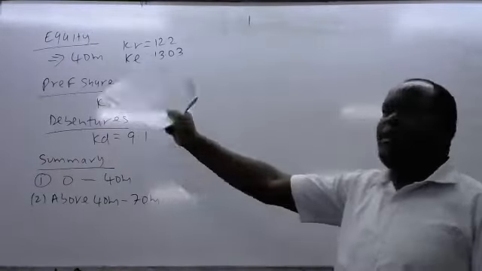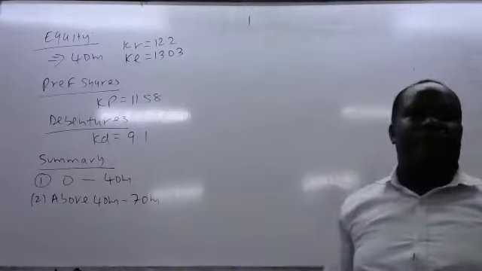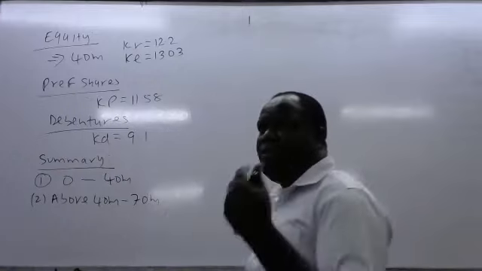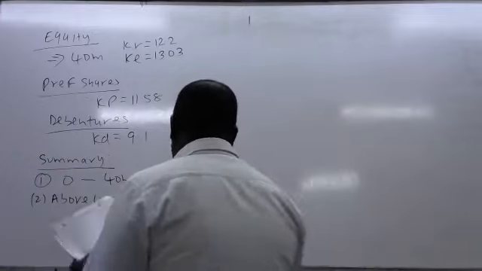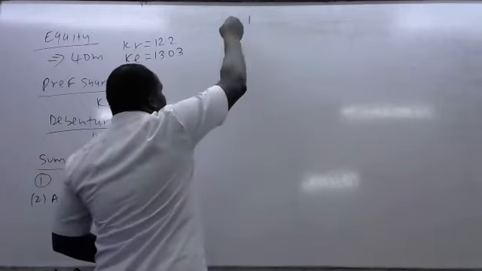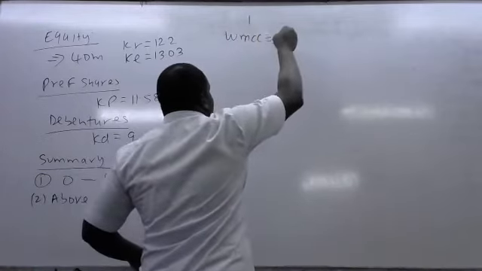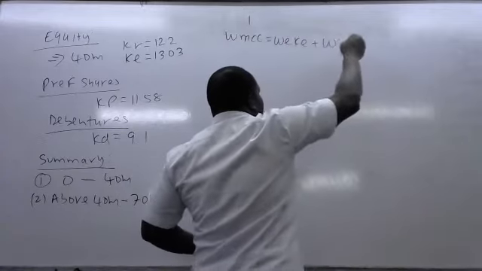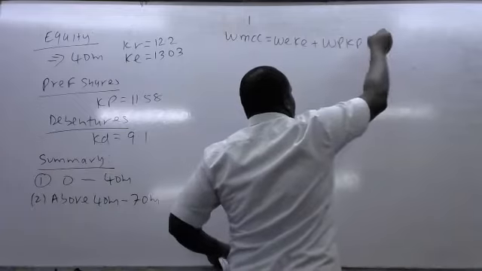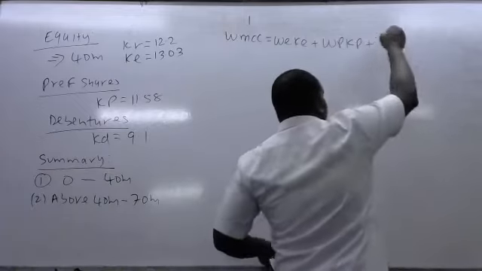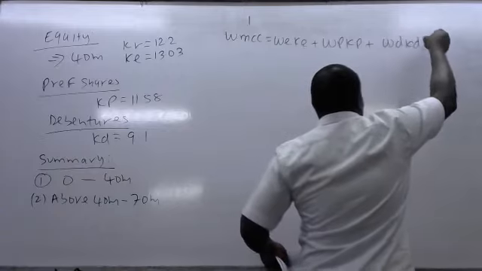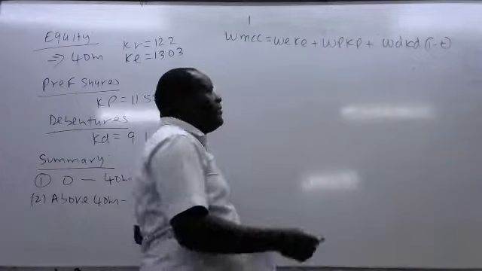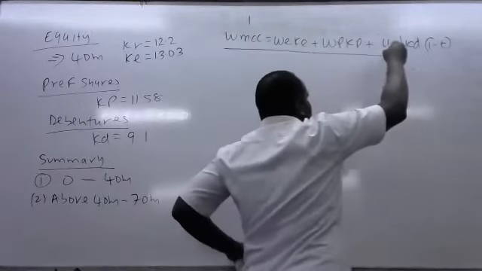But these others had no breakpoint. This one had no breakpoint. This one had no breakpoint. So they will be applied to all of them. Our WMCC is supposed to be given by the weight of equity, cost of equity, weight of the preference shares, the cost of the preference shares, the weight of the debenture, the cost of the debenture, which must always be after tax. So this is now our WMCC.